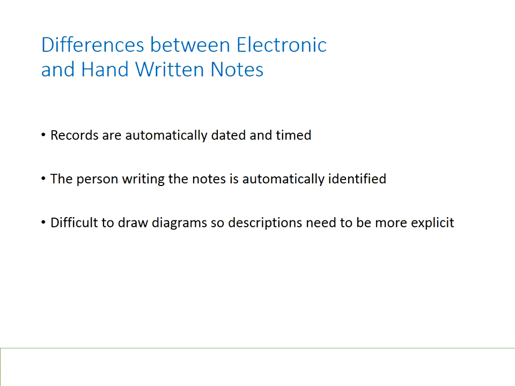If you're working with electronic notes such as SystmOne, then all these records are automatically dated and timed, so one less thing you have to worry about. And the person writing the note is automatically identified when you log onto that system. It obviously knows who you are. The trouble with electronic systems is it's difficult to draw diagrams, so descriptions need to be more explicit. A lot of the patient management systems do have some sort of diagram generating software, but it is often difficult to pinpoint an area of bruising or pain on a standard diagram.